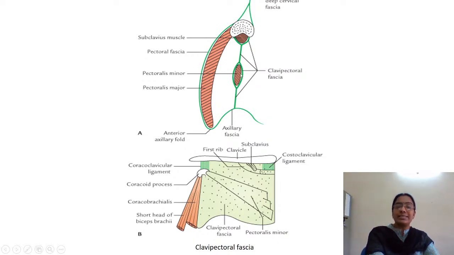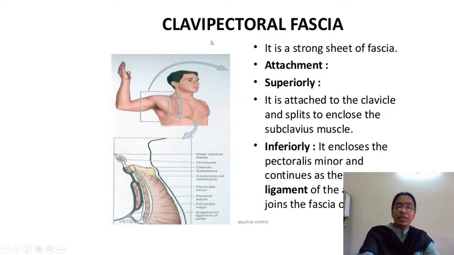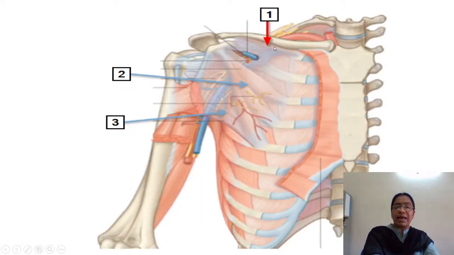This is the vertical extension, what you are seeing, of the clavipectoral fascia from above the clavicle to the axilla. But when you see the same fascia extending medially and laterally, this is the clavipectoral fascia. We have seen the clavipectoral fascia extending from the clavicle above to the top of the axilla below and forming a ligament called the suspensory ligament of the axilla.